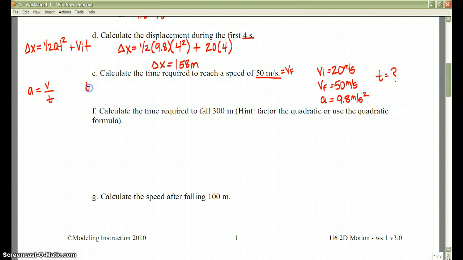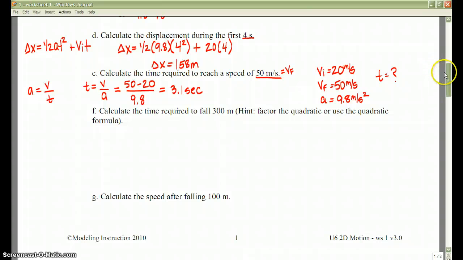So we're going to have time is equal to our velocities over our acceleration. Remember, we can always break apart the velocity into its final minus its initial. And then we're going to divide by our 9.8. So our time then for part B should come out to be 3.1 seconds.